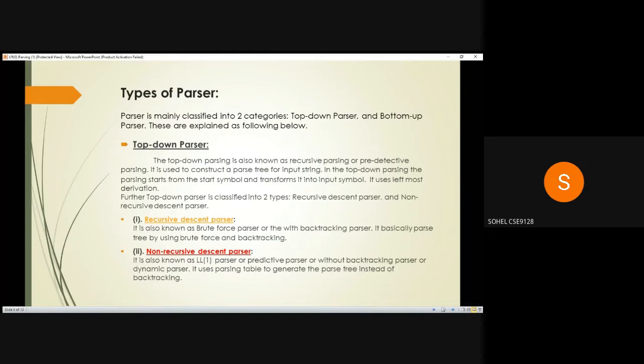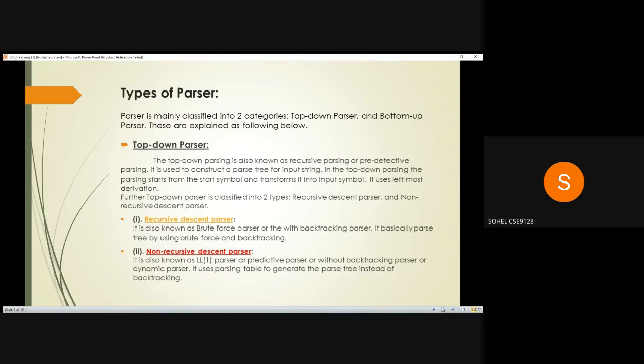The top-down parsing is also known as recursive parsing or predictive parsing. It is used to construct a parse tree for the input string. In top-down parsing, the parsing starts from the start symbol and transforms it into the input symbol. It uses leftmost derivation. Further, top-down parser is classified in two types, recursive descent parser and non-recursive descent parser.